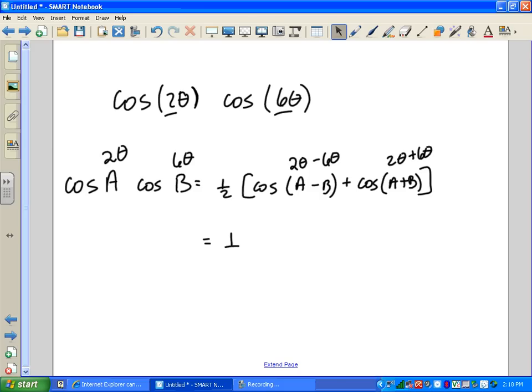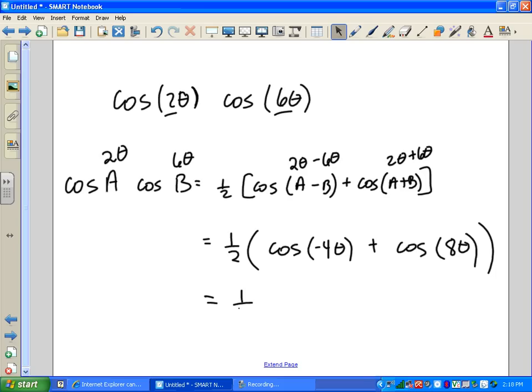So let's write this out. I'm going to have 1/2 times the cosine of negative 4 theta plus the cosine of 8 theta. Okay, now we can just distribute the 1/2 here, and then we're going to be done with that. So we'll have 1/2 times cosine of negative 4 theta plus 1/2 times the cosine of 8 theta.